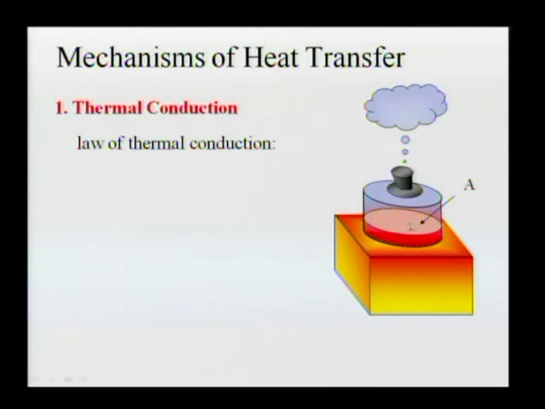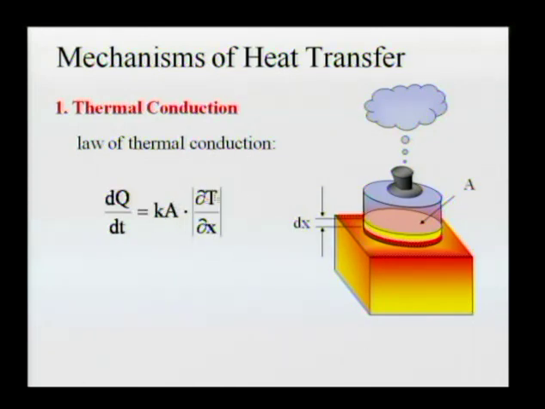So if we consider a certain surface and try to figure out how much energy flows through this surface, the amount of energy flowing through this surface per unit time, in other words, the rate at which energy is being transferred through this surface, is proportional to the area of this surface and, well, the difference in temperature divided by the distance in the direction of that motion. And there is a certain proportionality constant which is called thermal conductivity.